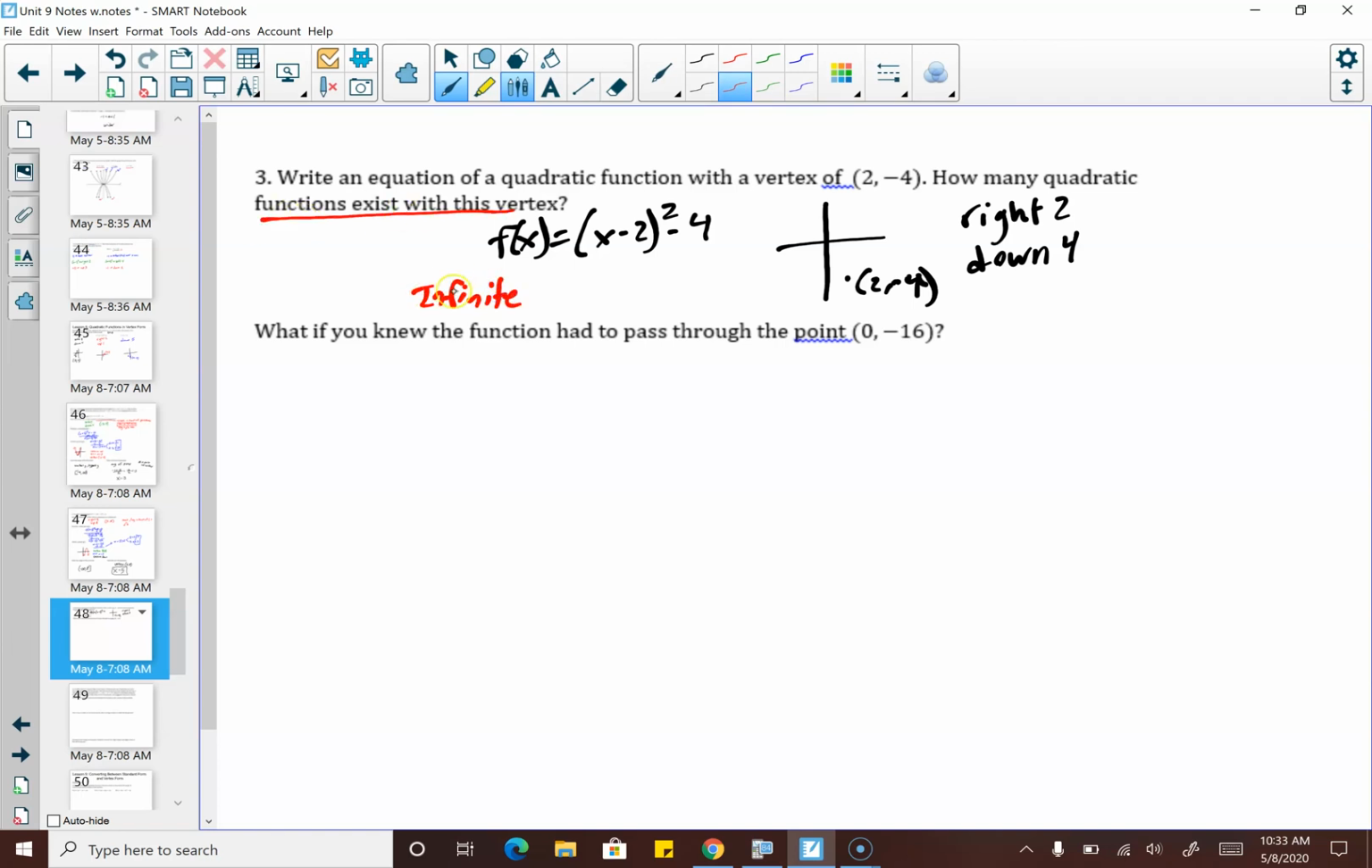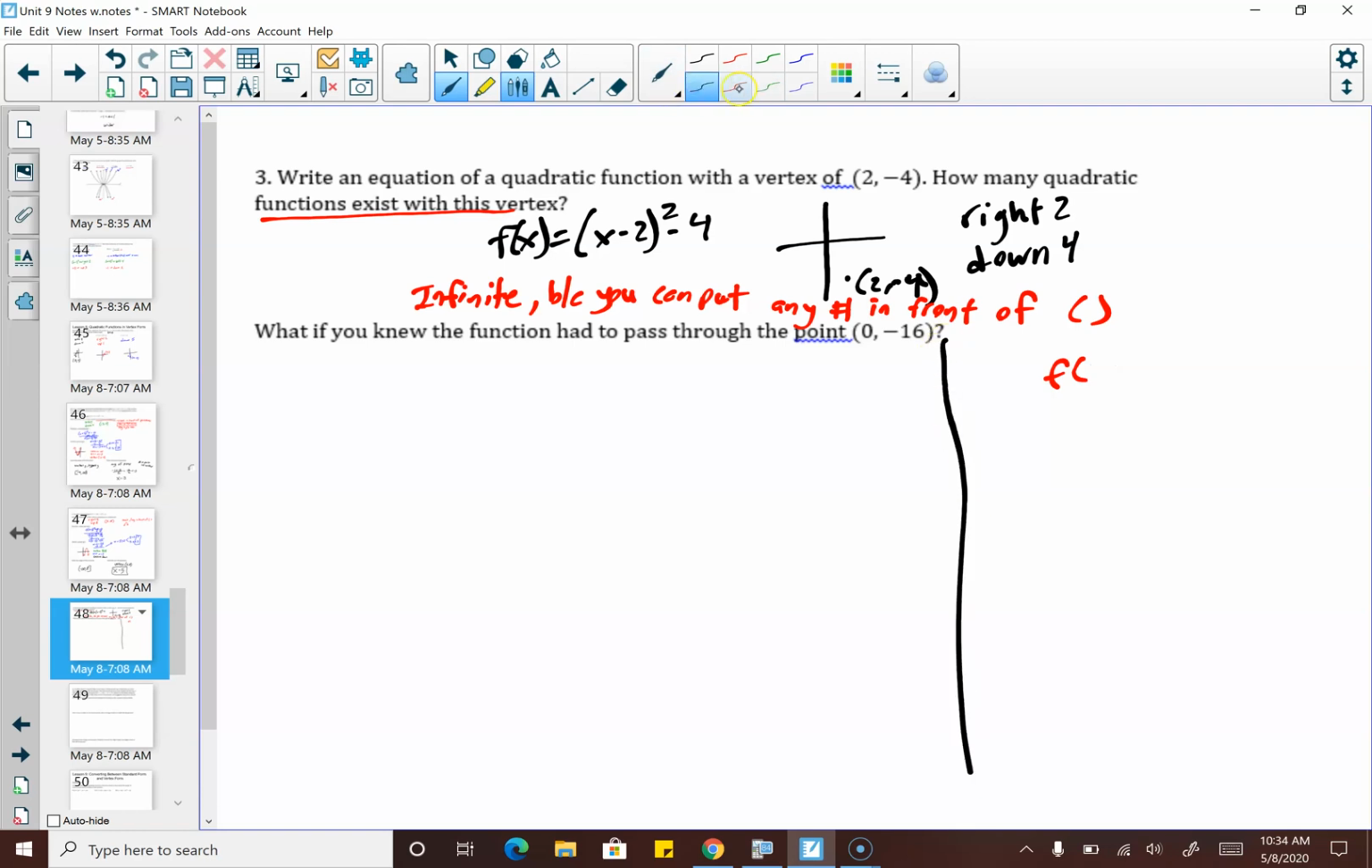Okay, you can have an infinite number of equations because you can put any number in front of your parentheses. So for example, and let me just block off the second part of the question here. For example, f of x could equal -2 times (x minus 2) squared minus 4. And that would have the right vertex.